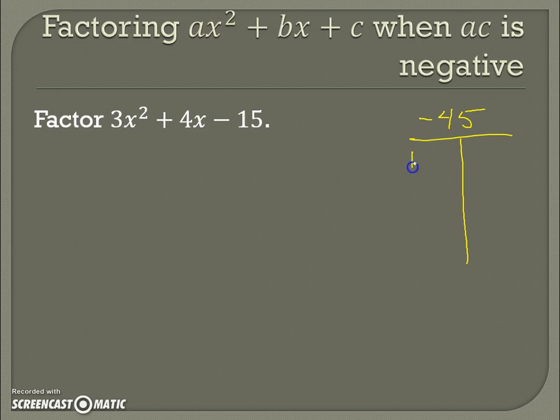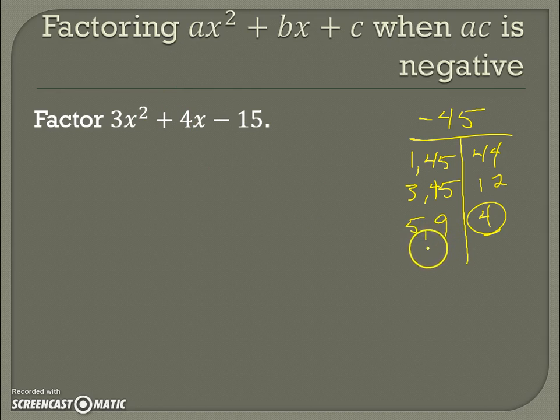Let's start: 1 and 45 has a difference of 44. 3 and 15 has a difference of 12, not divisible by 4. 5 and 9 has a difference of 4. That's the one we're looking at. Now, I have two terms here. One is going to be positive and one is going to be negative. I know that because this is negative. So what I need to do is identify which of the two is going to be the positive or the negative term. If this is positive, then the larger term is positive. If this is a minus sign, then the larger term is minus.